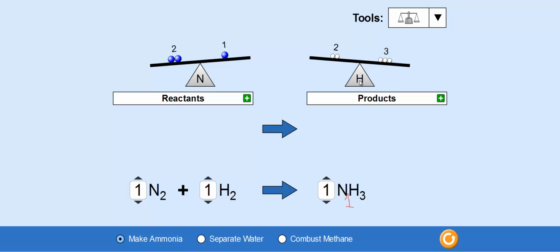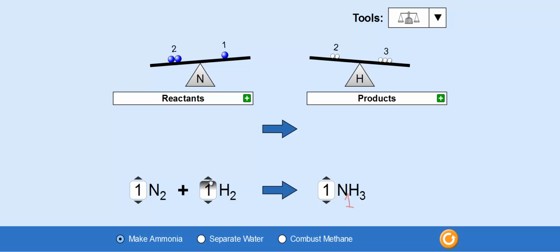Now, as you can see, for hydrogen it shows that we have 3. This 3 means there are 3 hydrogens because 1 times 3 is 3. Therefore, we have 3 hydrogens on the product side. On the reactant side, we have 2 because 2 times 1 is 2. So it's not balanced. Hydrogen and nitrogen are not balanced.